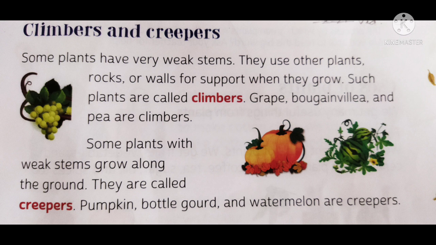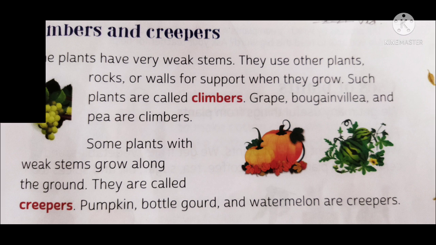Children, you might have seen pumpkin. See in the picture also, pumpkin is there which is on the ground, and they are creepers because if they grow high, the fruits are so heavy that the plant will not be able to take the load of heavy fruits or vegetables. So the plants grow along the ground and bear fruits over there only. Okay, you can see watermelon also, bottle gourd also. So these are some creepers.